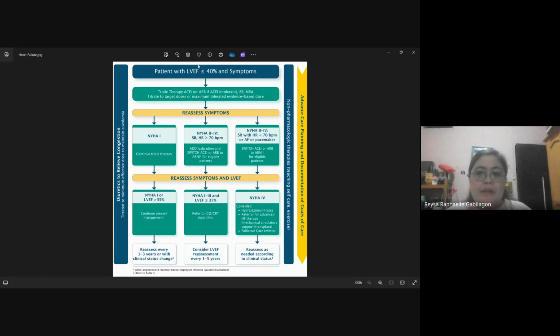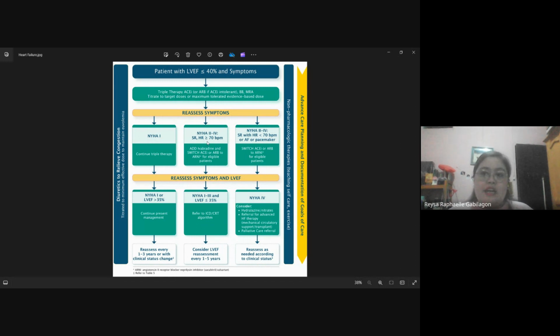So, ano yung ginagamit natin here for our treatment? Triple therapy with ACE inhibitor, or if the patient cannot tolerate the dry cough, then we may use ARBs. Okay? And then we may use the following also, the BBs and the MRA. And then, after giving the drug, we have to reassess symptoms and then we may classify them according to the classes, no? Kung class 1 pa rin siya, just continue with the triple therapy.